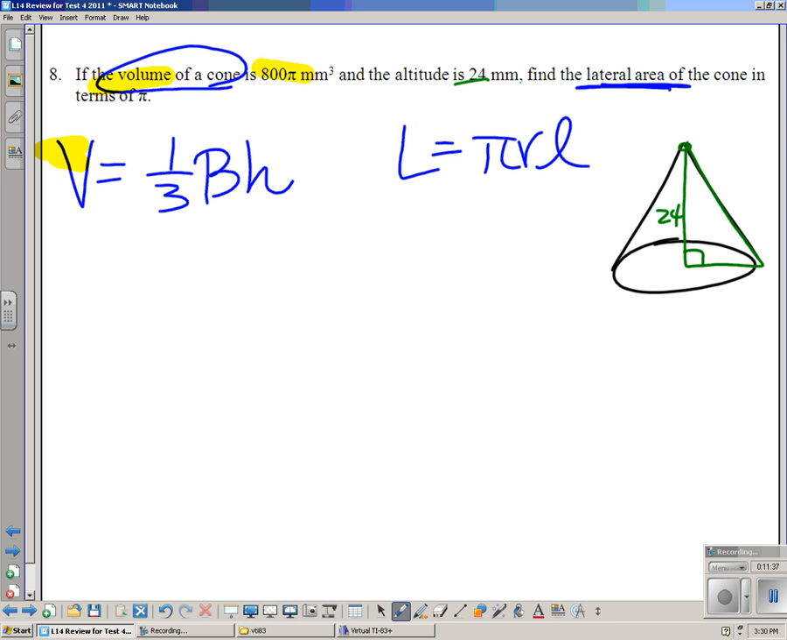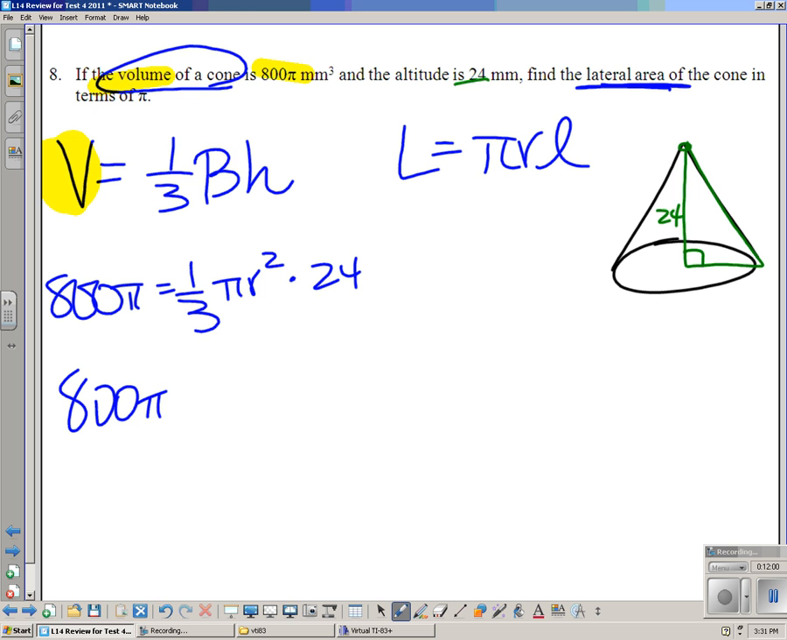So we're going to start by filling in that number for the volume. That's 800 pi equals 1/3. Big B, since we're in a cone is a circle base, gets replaced with pi r squared times the height, or the altitude, of the cone, which is 24. So we get 800 pi equals 24 times 1/3. Can simplify to 8 pi r squared. And now we're going to solve this equation for r.